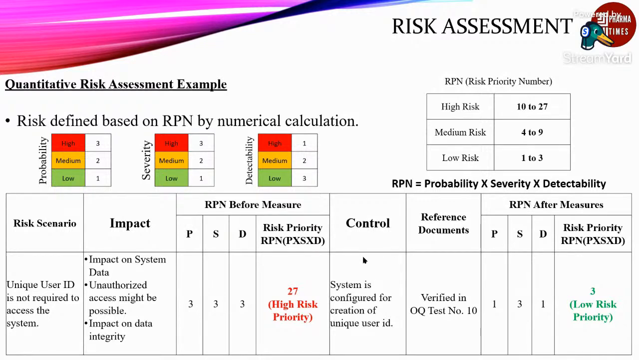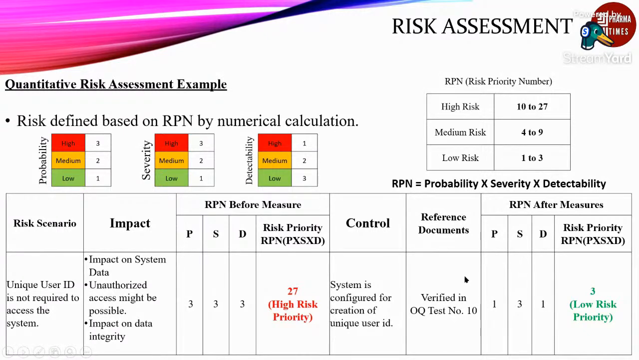It means a different user ID is required to access the system, as I already verified in OQ or PQ, whatever the script. So the reference document is there. Then what is the probability? It is low, because the system has the control, and I already verified which type of control is there, and I have the evidence of it.